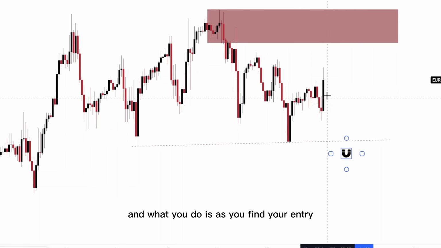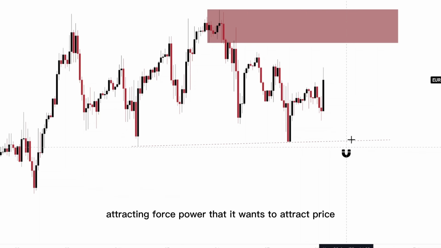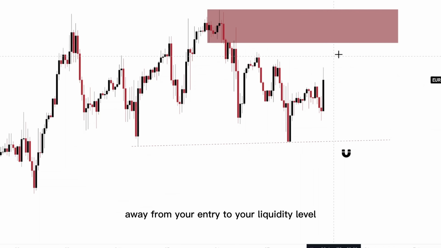And what you do is, as you find your entry, make sure you have a liquidity as a target to at least have an attracting force power that it wants to attract price away from your entry to your liquidity level.